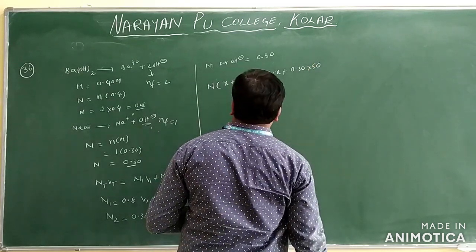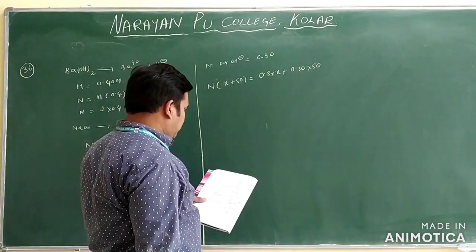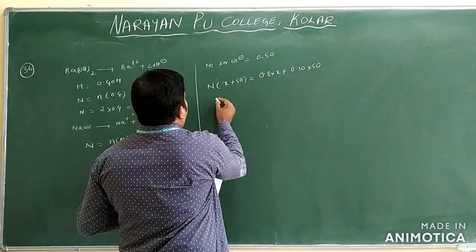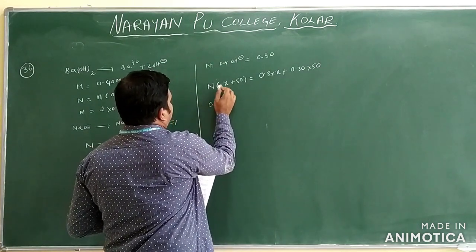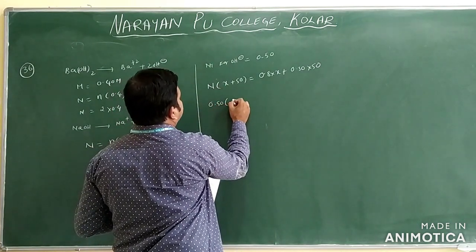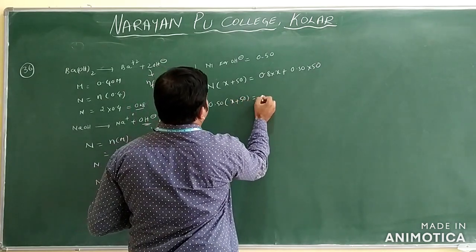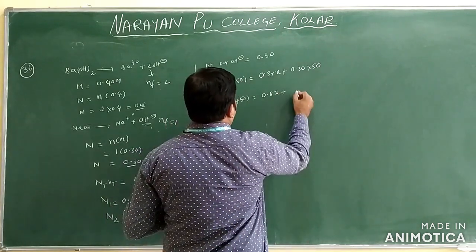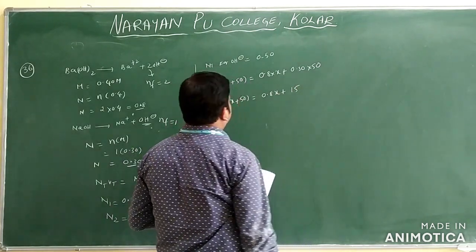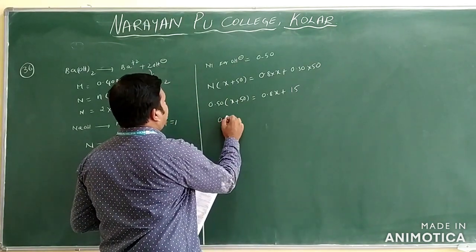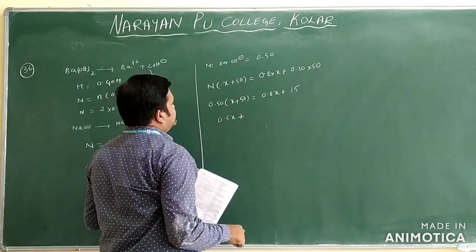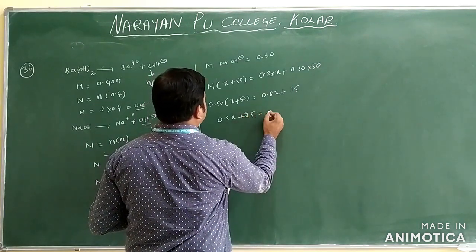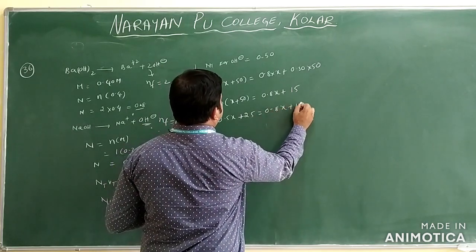50 we have only. Clear? So you can multiply this, you will get the answer for this question. So n into x means what you will get here, 0.50 into x plus 50 is equal to 0.8x plus 15 only here. So this is 0.5x plus 25, that is equal to 0.8x plus 15.